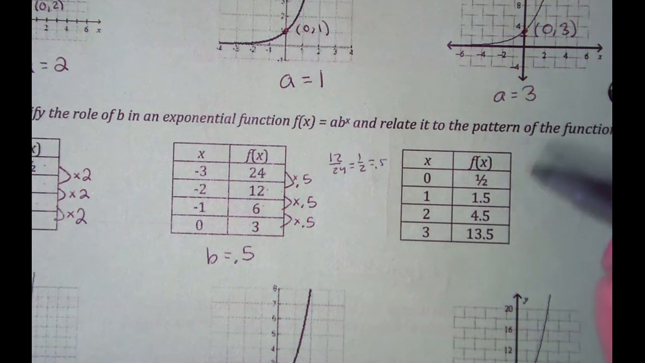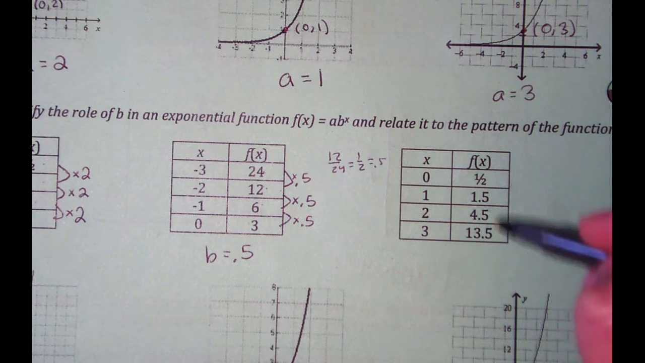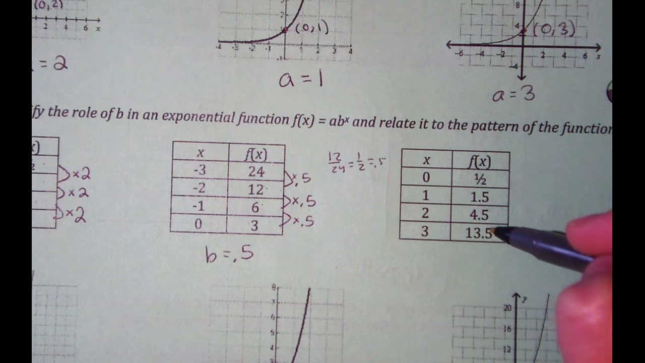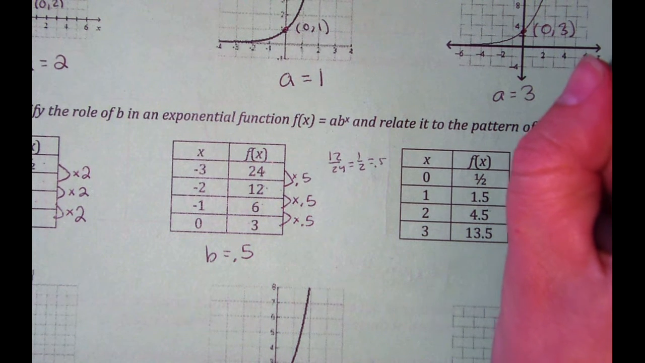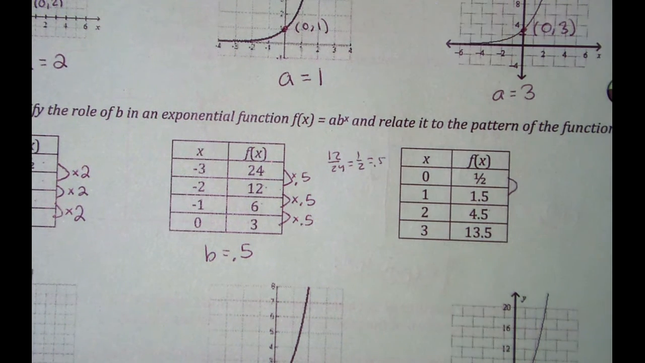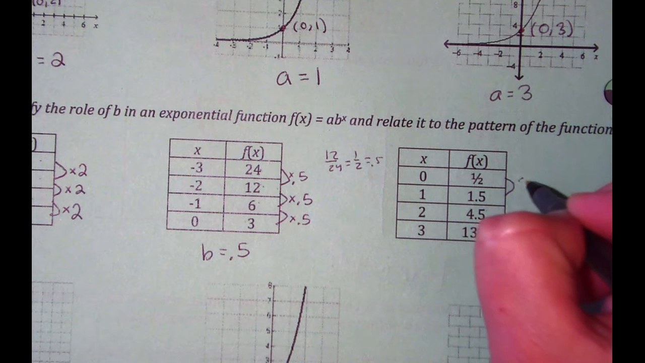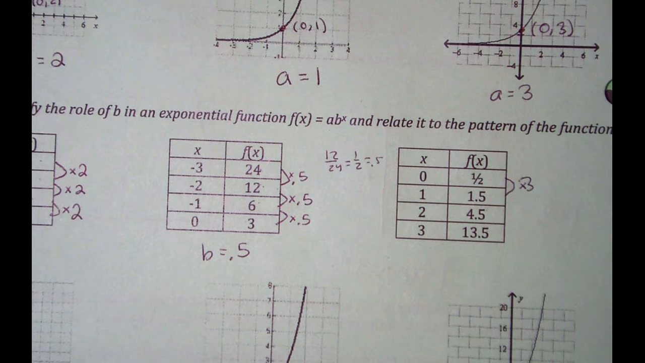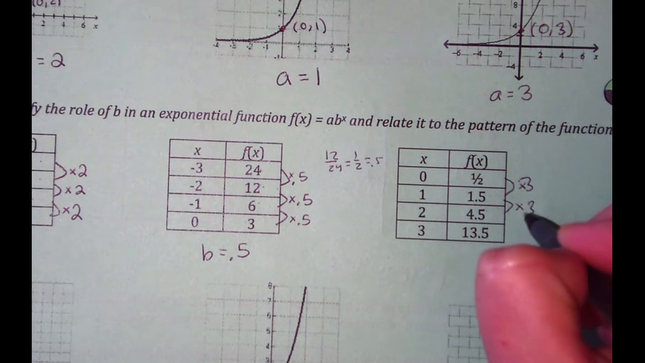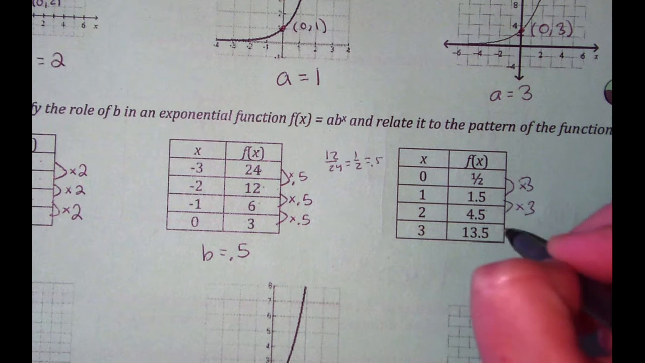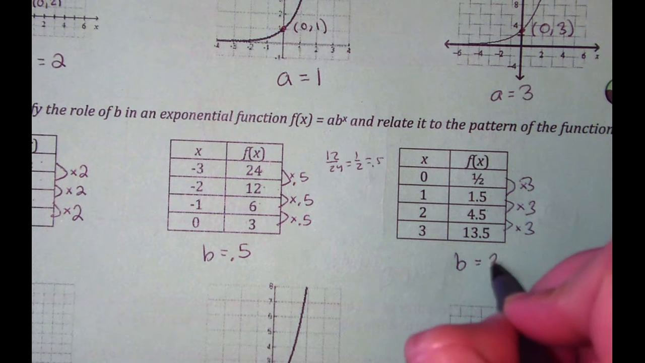Over here, we have 1/2 going up to 1.5, 4.5, and then 13.5. Because it's hard for me to do that in my head, I am going to take 1.5 in my calculator and divide it by 0.5. And 1.5 divided by 0.5 gives me a multiplier of 3. 4.5 divided by 1.5 also gives me a multiplier of 3. And 13.5 divided by 4.5 is a multiplier of 3, which means in this function, b is 3.